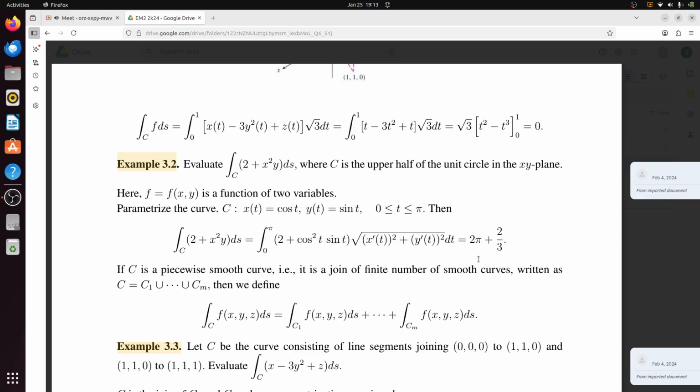No, sir. Actually, I have made a mistake. I took the question as 2 plus 2 x square y. And your answer, you got the answer 4 by 3 in place of 2 by 3, or you get 4 by 3.